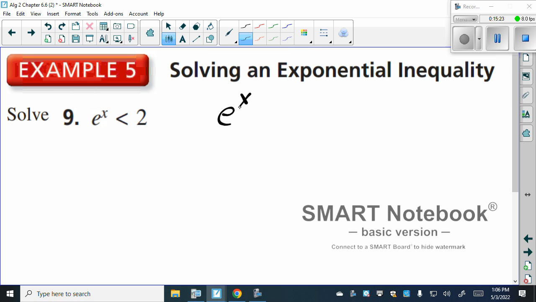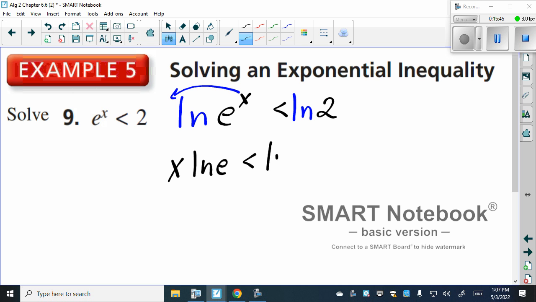Let's look at the next one. e to the x is less than 2. For this one here, we would apply the natural log to both sides. ln. Because ln of e to the x would move out front, telling us that we have x ln of e is less than the natural log of 2. ln of e is less than the natural log of 2. Now ln of e reduces to 1, telling us x is less than the natural log of 2.